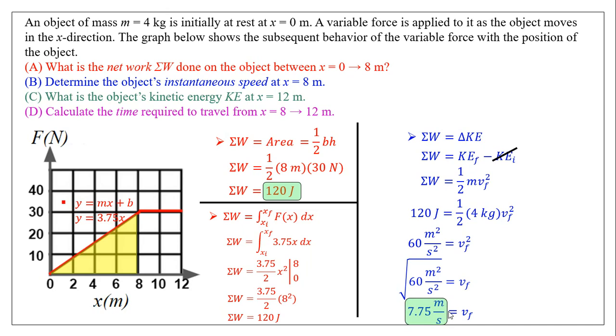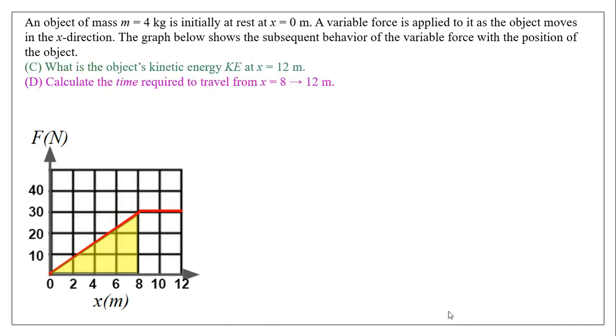Let's move on to part C, excuse me. Part C asks us to calculate the object's kinetic energy at 12 meters. So here in the graph, you notice it goes from 0 to 12 meters. I've already taken care of 0 to 8. We already know that's 120 joules. So to find the object's kinetic energy at 12 meters, all we have to do is apply the work-kinetic energy theorem again. Why? Because we know that net work is the change in kinetic energy, and I can break up delta KE into Kf minus Ki.